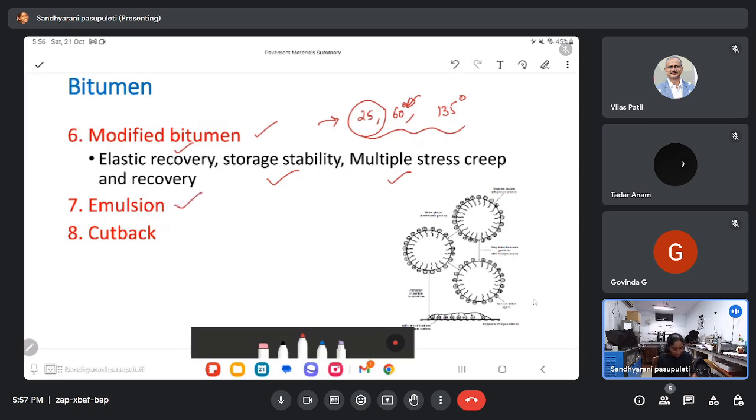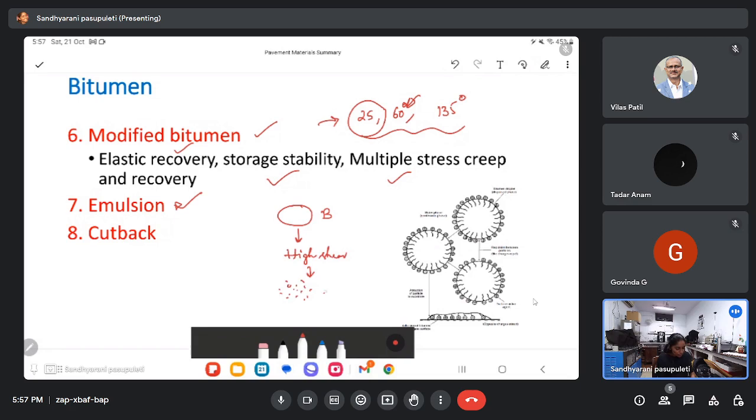As I was discussing emulsion previously, we heat the bitumen to, let us say, 130 degrees and apply high shear. Then my bitumen is converted into small particles. But after some time, what happens again? Those particles will come closer, and then the viscosity will increase again. Then there is no point in applying this high shear.